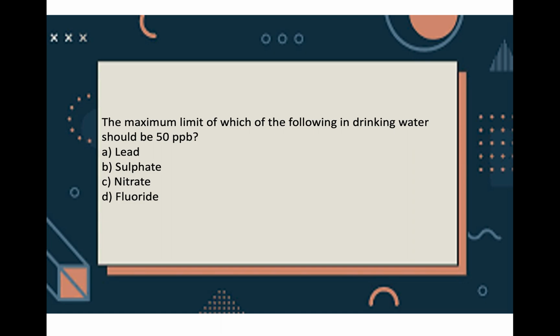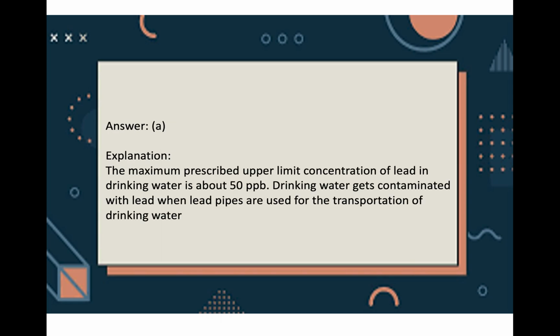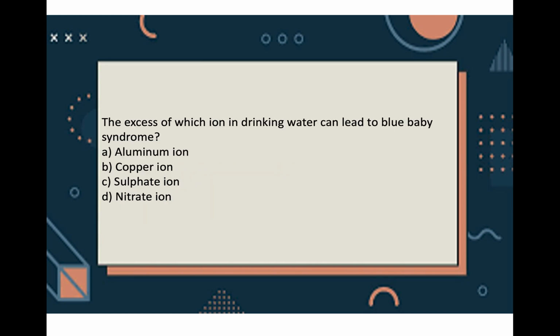And the maximum limit of which of the following in drinking water should be 50 ppb? A, lead, B, sulfate, C, nitrate and D, fluoride, and A is the answer, which is lead. So the maximum prescribed upper limit concentration of lead in drinking water is 50 ppb. Water gets contaminated with lead from lead pipes and so on during transportation of drinking water.